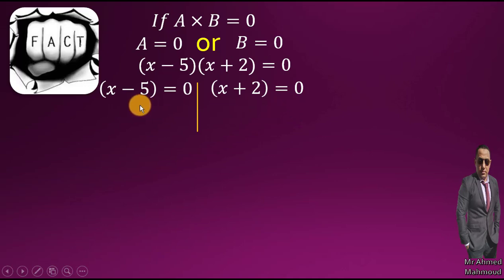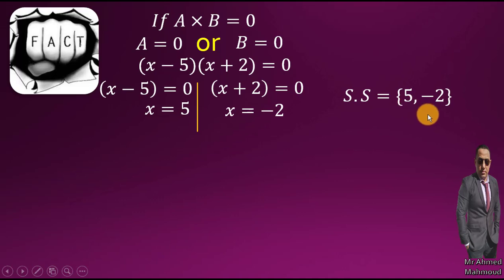This is a first degree equation and this is a first degree equation. Here I'm going to send the minus 5 there, it becomes plus 5, so x equals 5. And here x plus 2 equals 0, so I'm going to send the plus 2 there, it will be minus 2, so x equals negative 2. Now I found the values for this equation, x equals 5 or x equals negative 2. So the solution set is 5 or negative 2.